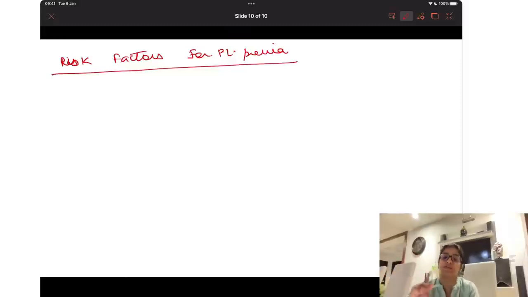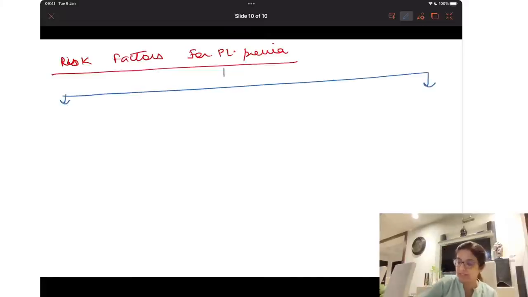Similarly, in gynae, among risk factors, the risk factors of cancer cervix are important. The risk factors of endometrial cancer are very, very important. Right? So, these days they have also started asking risk factors for vulval cancers. Right? So, for risk factors for placenta previa, you have to remember 3 categories.